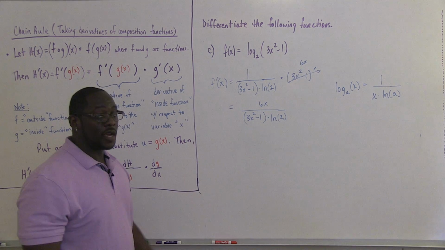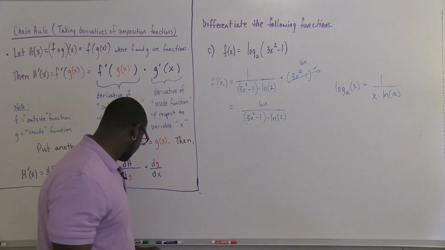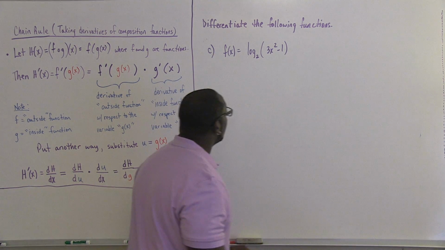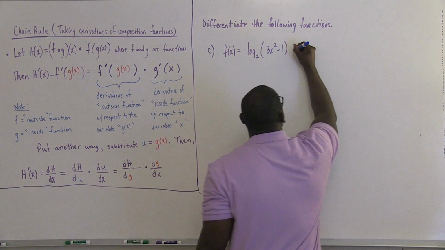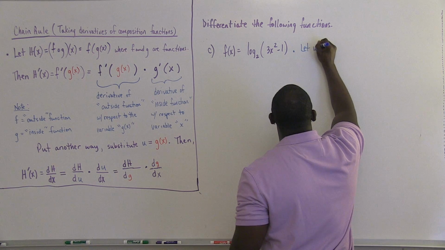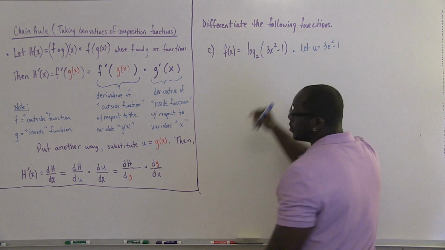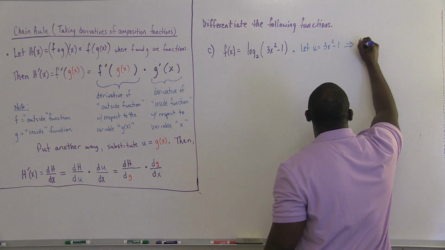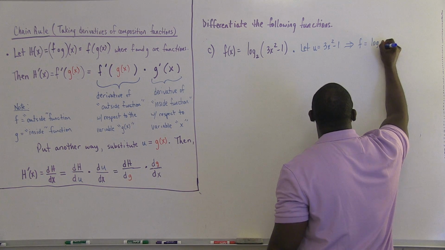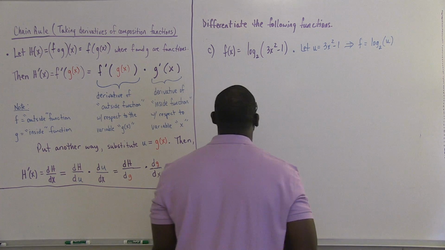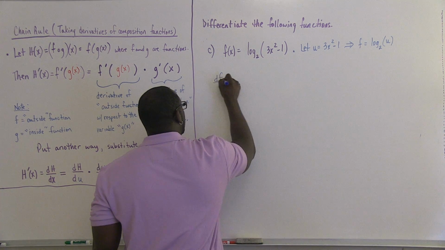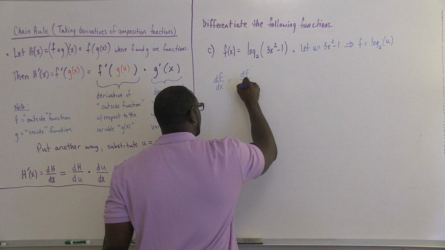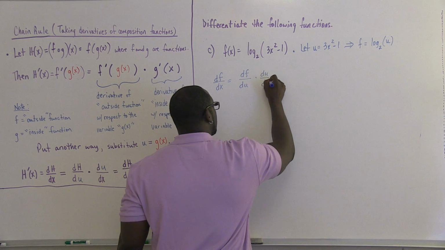So now I'm going to erase and then finally do the Leibniz notation for this one. All right, so doing Leibniz notation, again, I'm going to do substitution. So I'm going to say let u be my inside function, which is going to be 3x squared minus 1. So from that point, we know that f can now be rewritten as log base 2 of u. And so if we're going to take the derivative of f with respect to x, that will be the same as taking the derivative of f with respect to u times du dx.